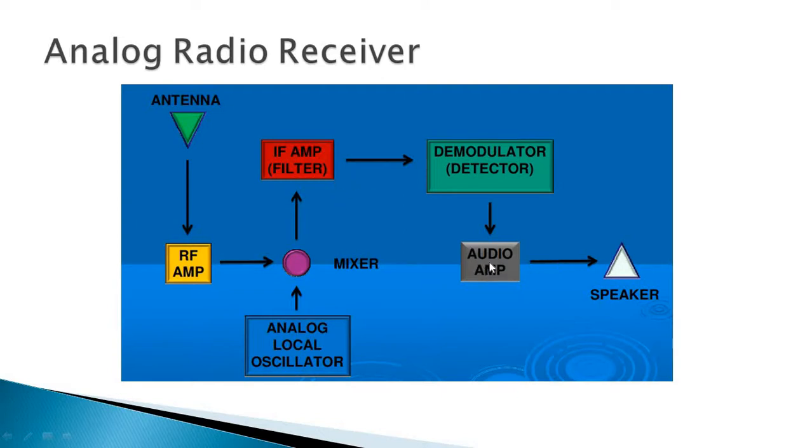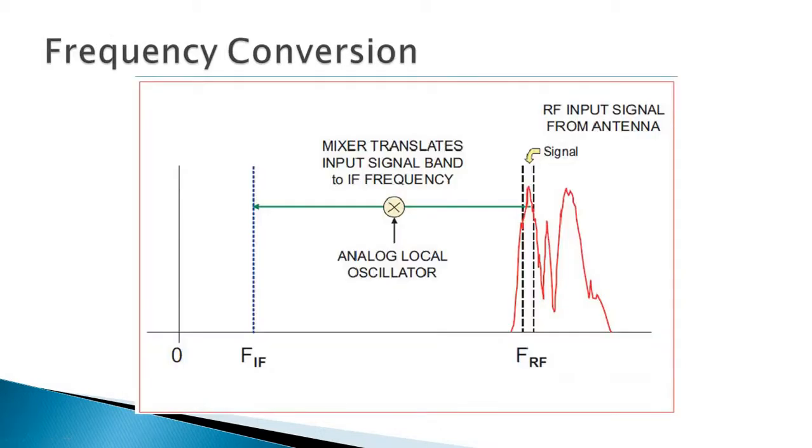So you have filters and amplifiers everywhere, but in hardware defined radio all these components are implemented using hardware. Everywhere you will have this type of hardware. So all these blocks are implemented using hardware. This diagram shows the frequency conversion. Here the mixer translates the input signal band to the IF frequency, and this is the analog local oscillator, right?